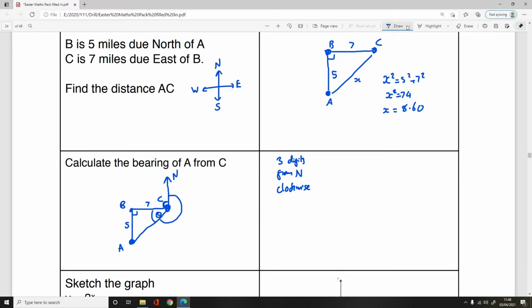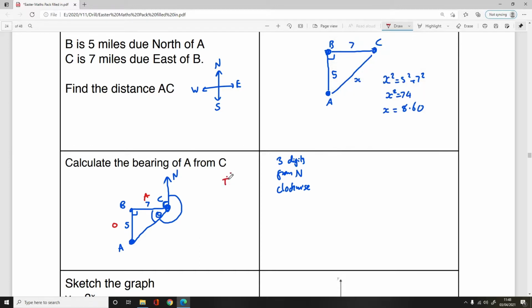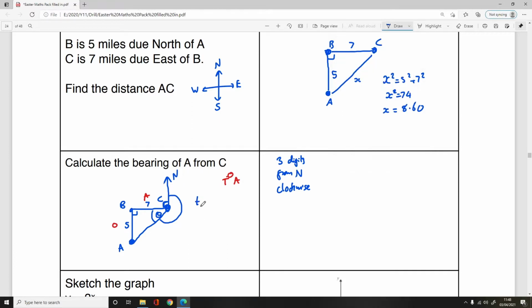So what have we got? We have got an adjacent and we have got an opposite. So we're going to use TOA. And we're trying to find an angle, so we're going to go tan minus 1 of opposite over adjacent of 5 over 7. It's just going to give us 35.5, and then this is the actual angle we want. So our bearing is going to be 360, take away the 90, which is at C, take away the 35.5, which we just worked out, and that will give us what's left over.